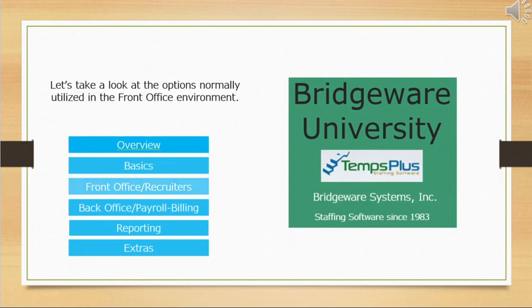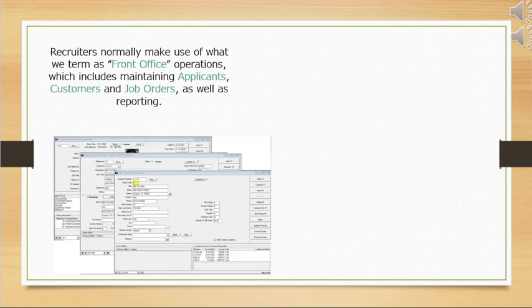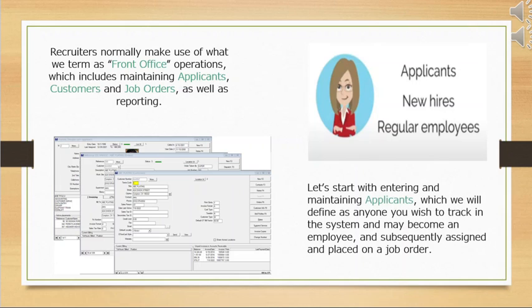Let's take a look at the options normally utilized in the front office environment. Recruiters normally make use of what we term as front office operations, which includes maintaining applicants, customers, and job orders, as well as printing reports. Let's start with entering and maintaining applicants, which we will define as anyone you wish to track in the system and may become an employee, and subsequently assigned and placed on a job order.